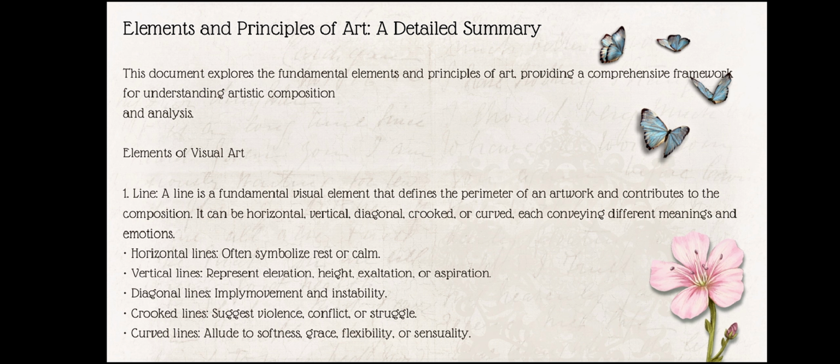So the fourth is crooked lines. They suggest violence, conflict, or struggles. So for example, a jagged, broken line might represent a fractured landscape or a chaotic scene. So crooked lines convey a sense of unease or disturbance.